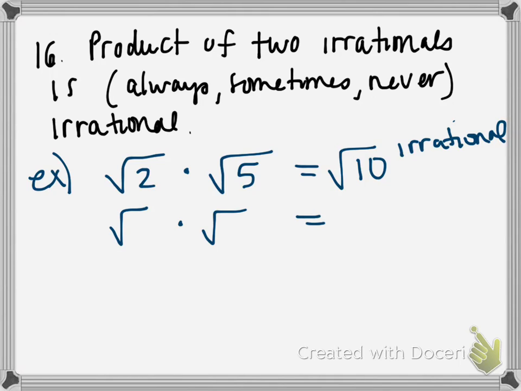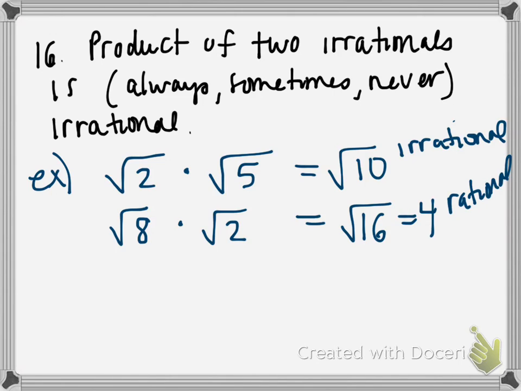Well, we need to pick two numbers that when you multiply them, you get a perfect square. If you can think of some, like 8 times 2 gives me the square root of 16, and the square root of 16 is 4. So in fact, we get a rational number here. So if they're asking us whether the product of two irrationals is always irrational, it's definitely not. It could sometimes be irrational, or it could be rational.